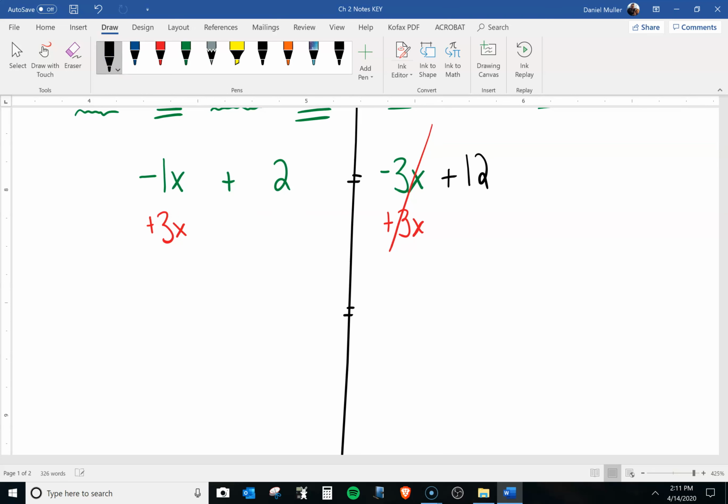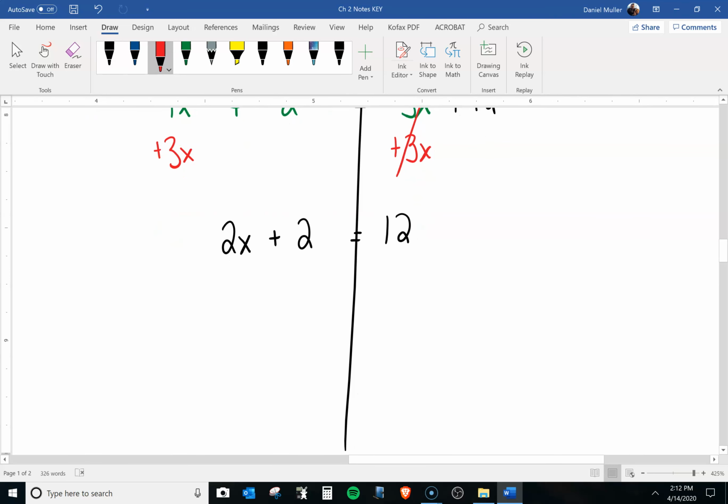So on the right-hand side, I've got a 12. On the left-hand side, I've got the 2, and I've got a 3x and a negative 1x, which is a positive 2x. And there's no symbol here. Oh, it's a plus 2. There we go. Now this turns into a two-step equation.